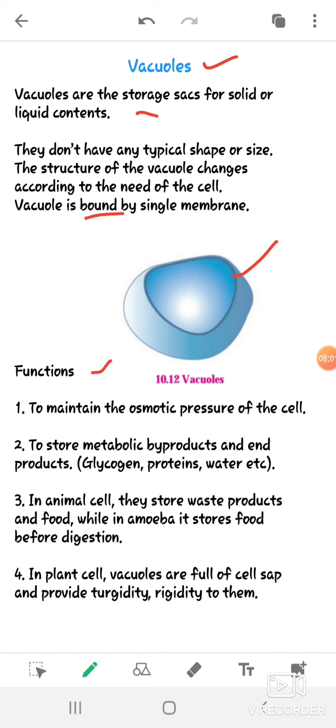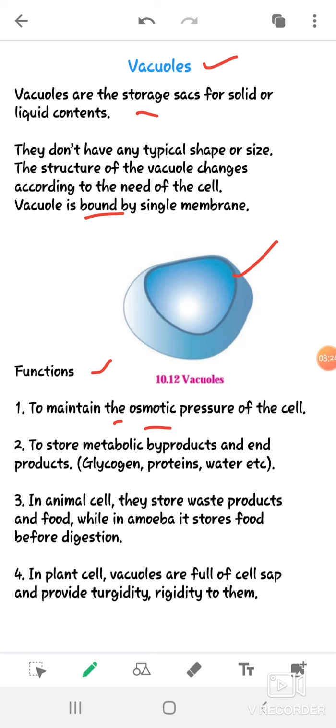Now let's see the function. As you know, storage sac है body का, cell का. It maintains the osmotic pressure of the cell. Now what is osmotic pressure? We have learned about the hypotonic solution and all. Osmotic pressure means लिक्विड जो है जितने भी वाटर मॉलिक्यूल्स या लिक्विड है उनका हाई लेवल से लो लेवल की तरफ मूव होना, that is osmotic pressure.